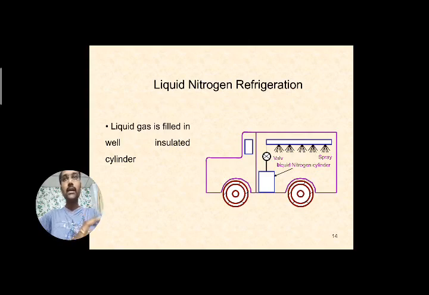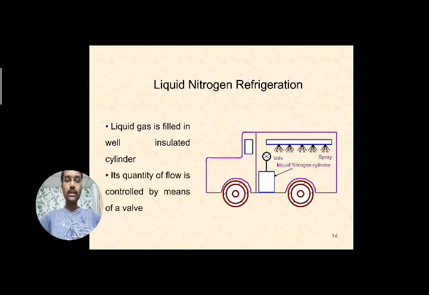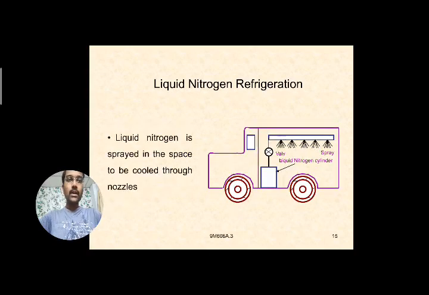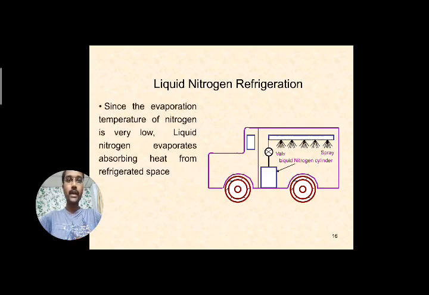Heat may not get added, or heat may not get rejected from the cylinder whenever it is insulated. So liquid gas will be present inside the cylinder, and as already discussed, the quantity of flow can be controlled with the help of the control valve. And whenever the liquid nitrogen is sprayed in the space, the space will get cooled. It is sprayed through the nozzles from the spray header.